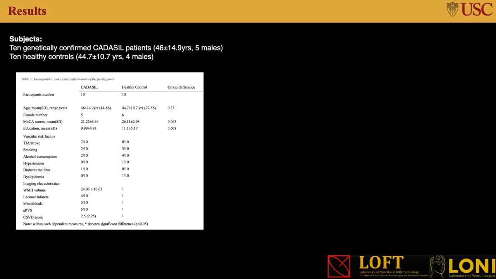In this current study, 10 genetically confirmed CADASIL patients and 10 healthy controls were involved, but due to poor image quality, 1 patient and 1 control were removed from our final analysis. The patient demographics information can be seen in Table 1. As we can see here, both groups are generally young, and no differences were found between the 2 groups in age, sex, or years of education. The patient group, however, showed a slightly lower MoCA score.